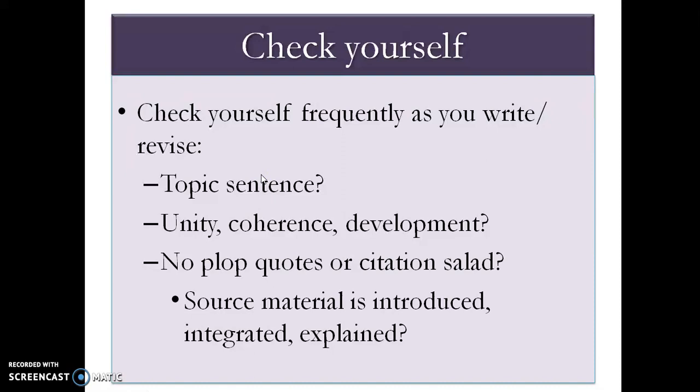Now you can check yourself with all of this, and I suggest that you do. As you write and as you revise, check yourself when you look at your paragraphs. Do I have a topic sentence? Does my paragraph develop that topic sentence completely? Is it unified? Am I trying to do too much in this paragraph, or am I sticking to one main idea? Is it coherent, meaning are all the sentences relating to each other and relating back to that topic sentence? So there's nothing in there that's like that Sesame Street, one of these things is not like the other. We don't want that. We want it all unified and coherent. Make sure you don't have plop quotes or citation salad. Make sure your source material, whether it's a quote, a statistic, a paraphrase, is introduced, integrated, and explained.